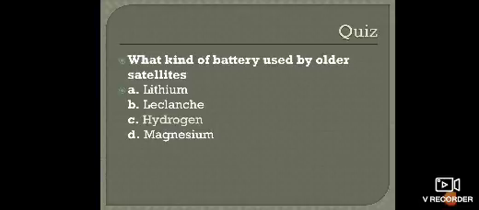So what kind of battery is going to be used by our older satellites? Whether it is lithium, lead, hydrogen or magnesium. So what is the answer? That is C, hydrogen. That is, the battery is made up of hydrogen in our older type of satellites. Okay, and next.